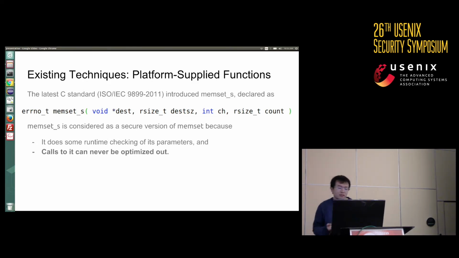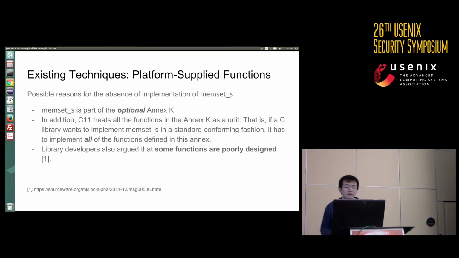While this seems like the ideal solution for developers to scrub sensitive data, the implementation of this function has been slow. Actually, as far as we know, there's no C library that provides this function in a standard conforming fashion. There may be several reasons for this. First, this function is a part of Annex K, which is an optional annex. This means a standard C library is not required to provide this function.